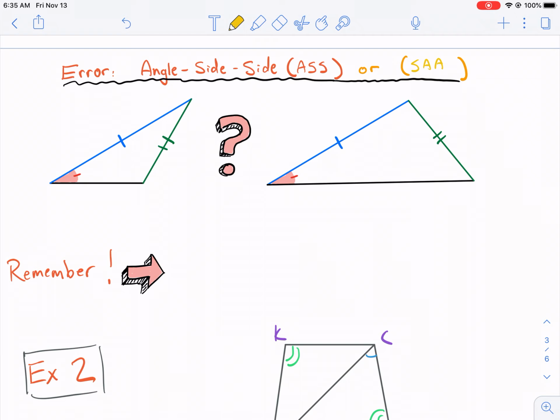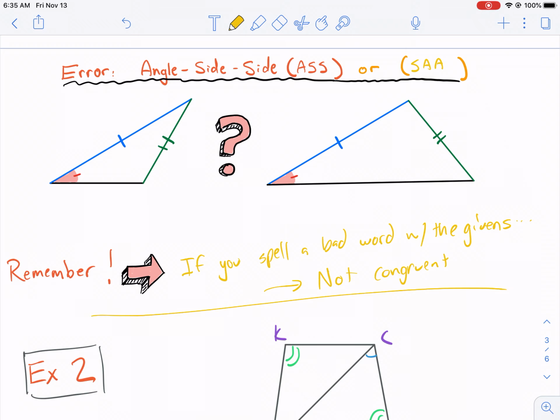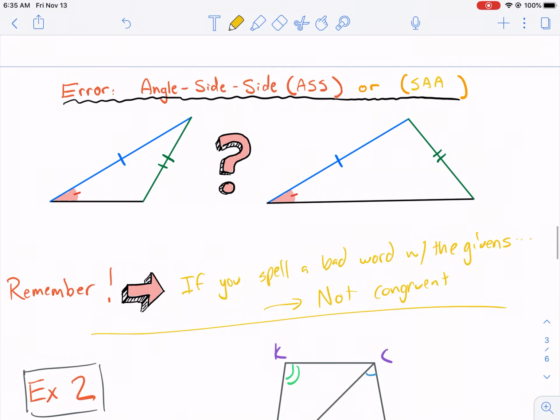Remember, if you spell a bad word with the givens, it's not congruent. So there you go. Angle, side, side is not a congruence. Oops, I messed this one up. It's not SAA, it's SSA. Sorry, you guys probably saw that. I'm going to fix it later, okay?